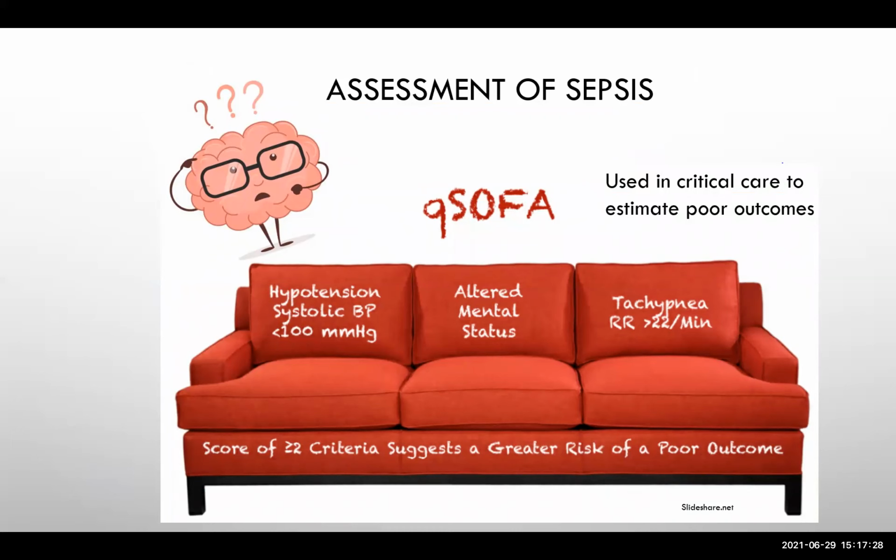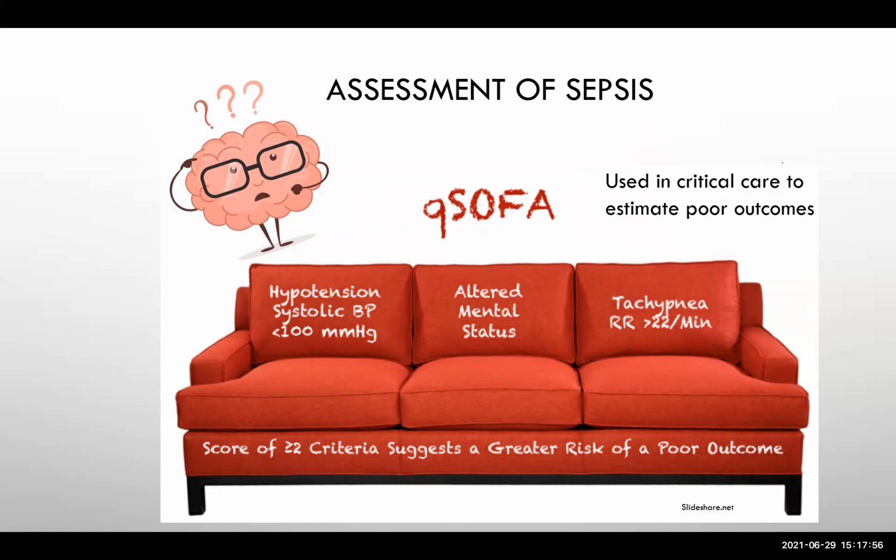Another assessment technique that's most often used in critical care is something called qSOFA. This consists of hypotension, systolic blood pressure of less than 100 millimeters of mercury, altered mental status, and tachypnea with a respiratory rate greater than 22 per minute. When the qSOFA scoring tool is used, a score of greater than or equal to 2 suggests a greater risk of a poor outcome for that patient.